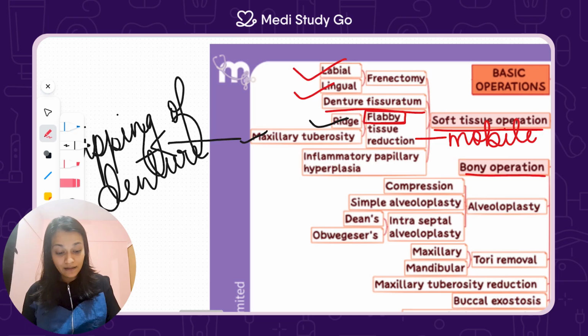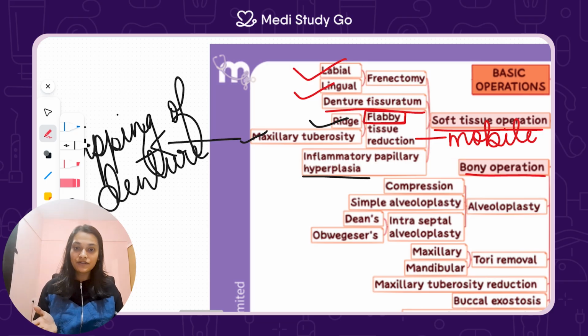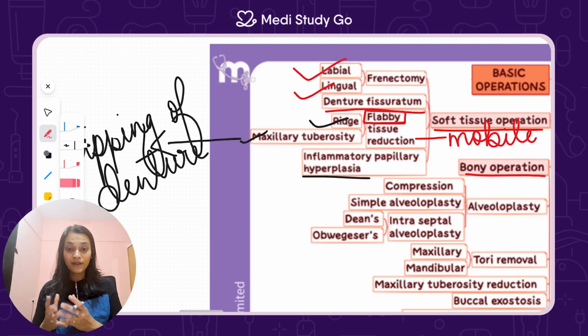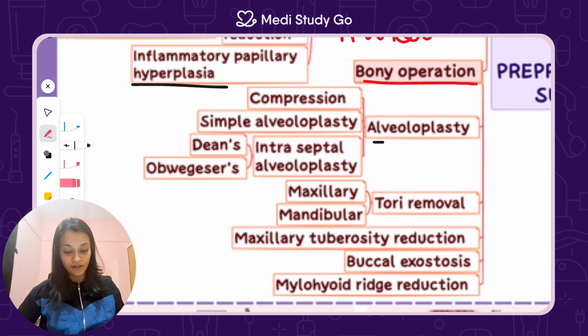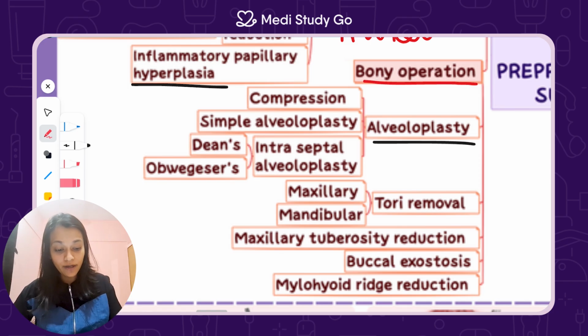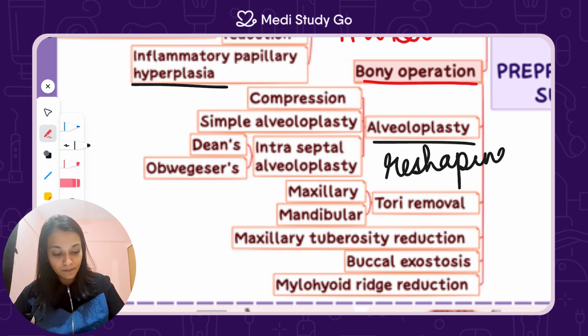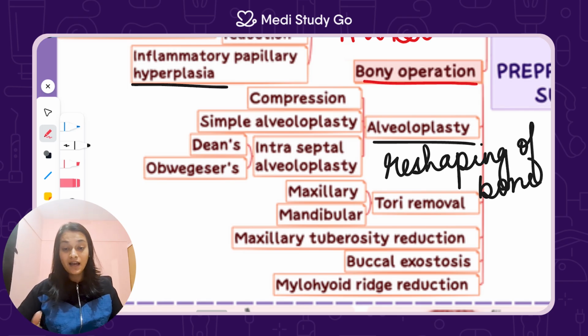And inflammatory hyperplasia will also lead to mobile tissue, which will again lead to instability of the denture. Talking about the hard tissue operations now, the first thing that we are going to see is alveoloplasty, which means reshaping of bone. Alveoloplasty will be required in cases wherein there are sharp bony spicules present. This can simply be filed after raising a flap and it can be contoured easily.